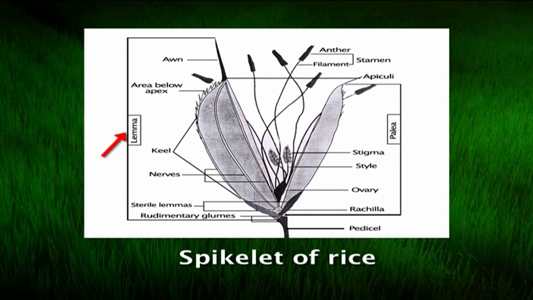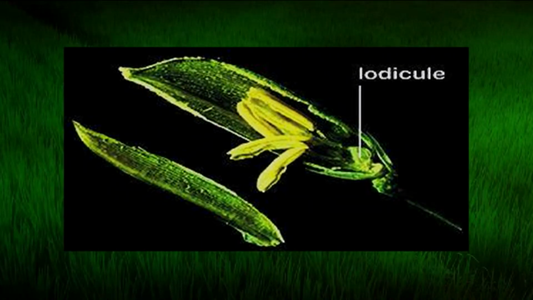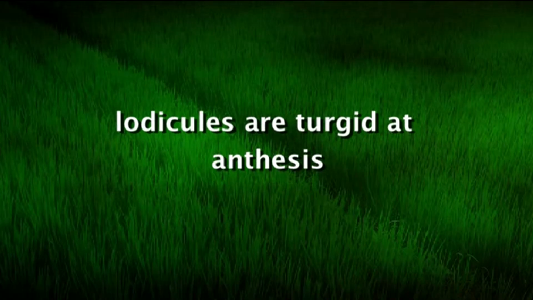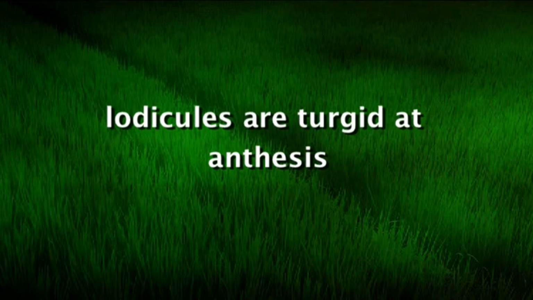The upper bracts or the flowering or fertile glumes are known as lemma and palea. At the base of lemma and palea are a pair of colorless and transparent lodicules. Lodicules aid in the opening of the spikelet. At anthesis, the lodicules become turgid and thrust lemma and palea apart, exposing the fertile stamens.